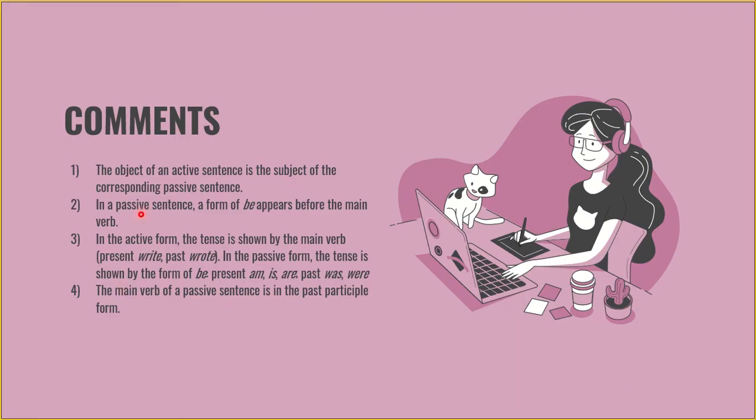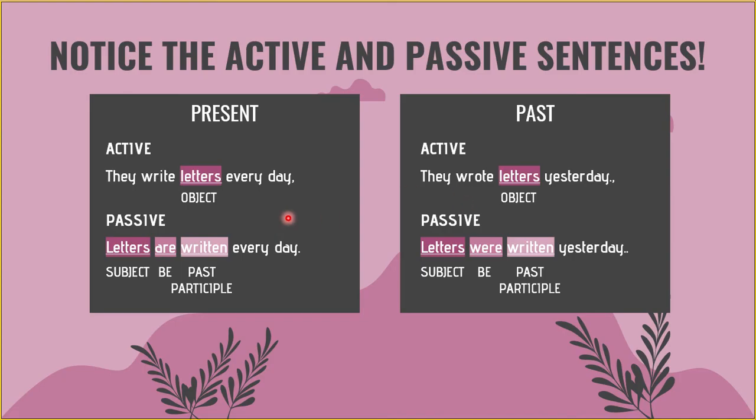2. In a passive sentence, a form of be appears before the main verb. In both of these boxes, the be verbs, in the present tense "are" and in the past tense "were," are written before the main verb. The main verb in both boxes is "written."